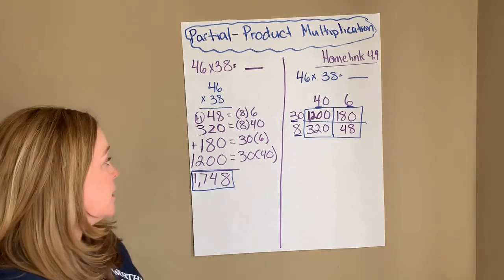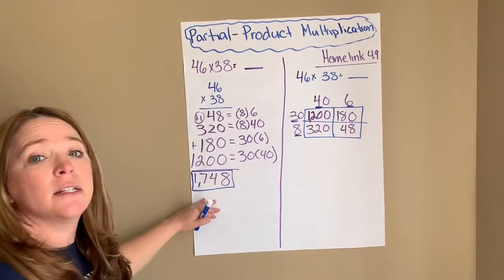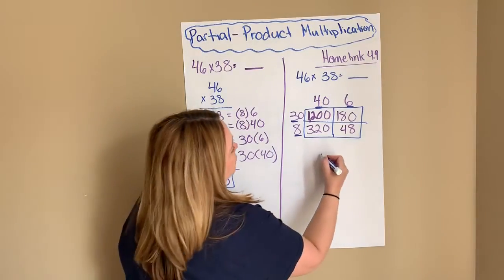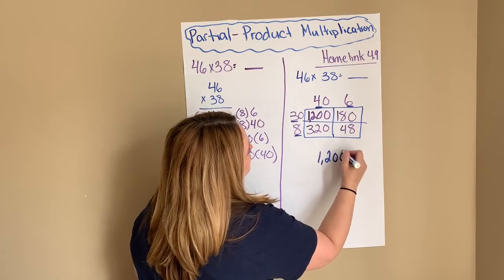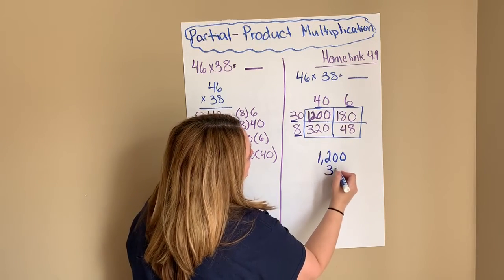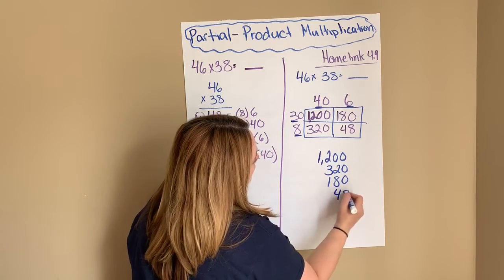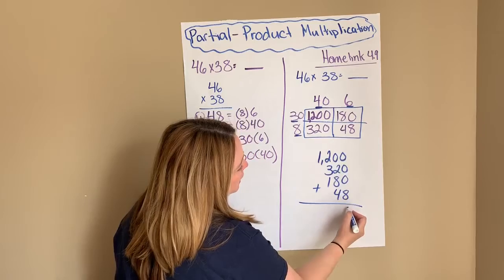Just like in this problem, we have to take all of our products and add them up to get our final answer. So I'm going to do that again. I'm going to start with my 1,200, 320, 180, and 48. I'm going to add them all up.